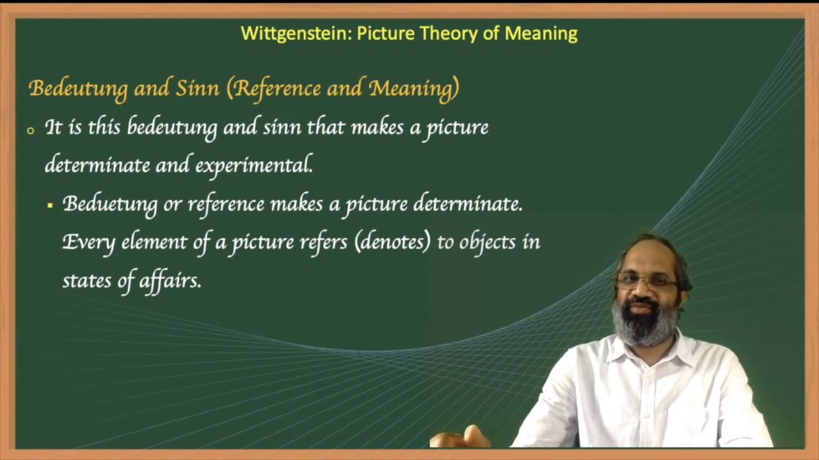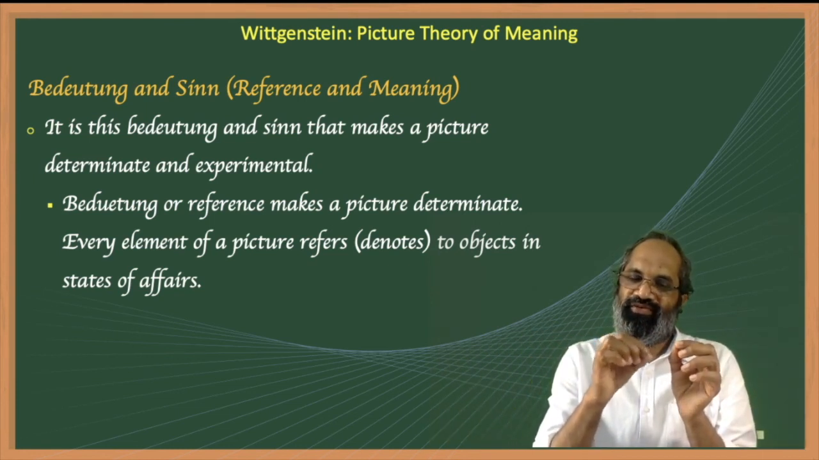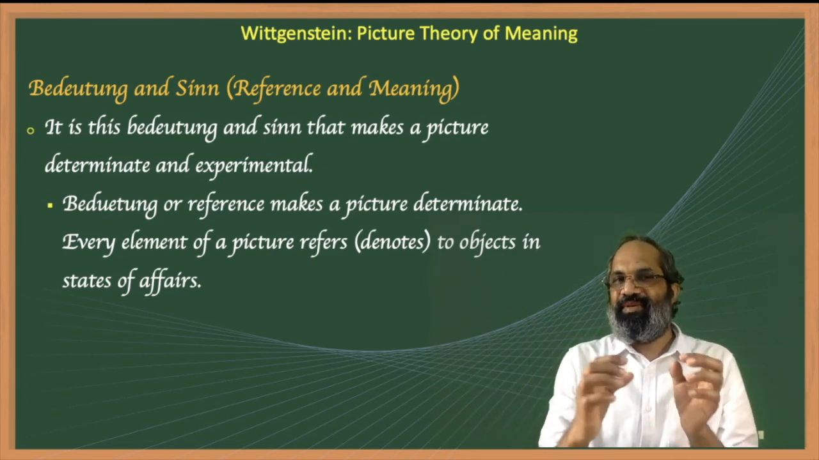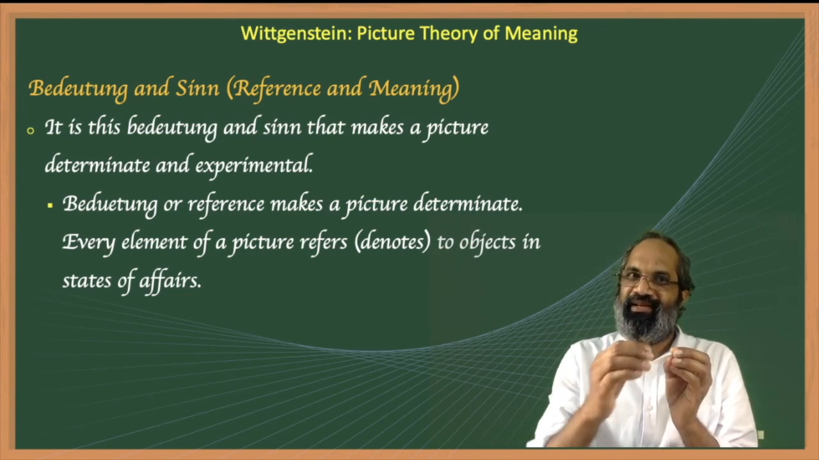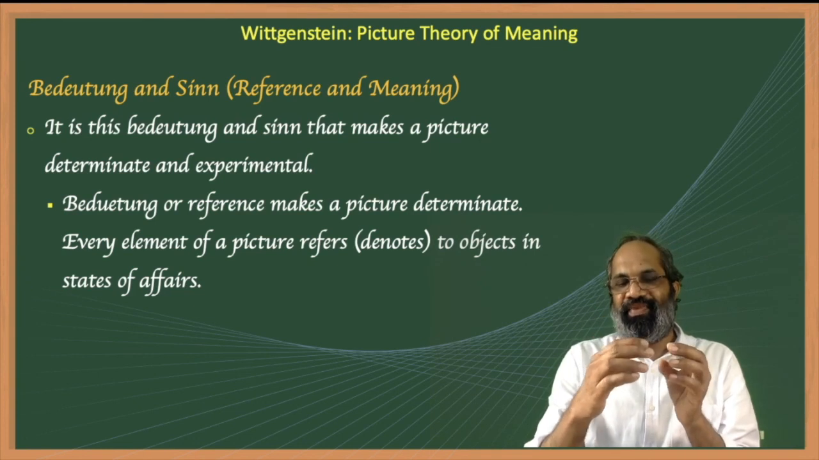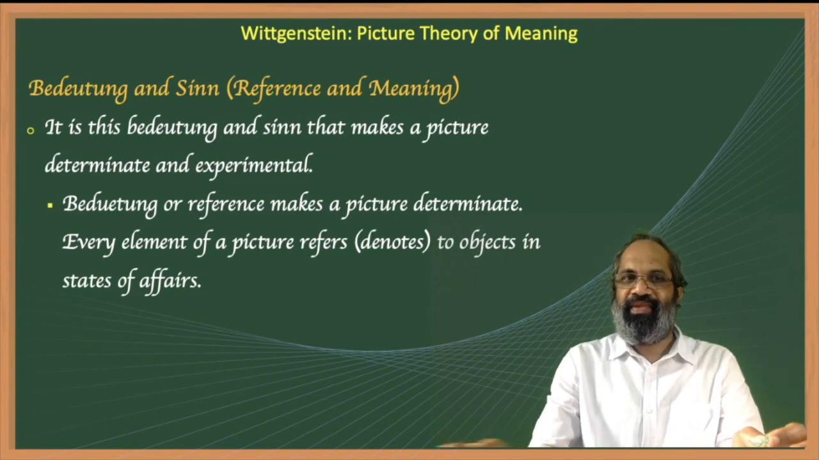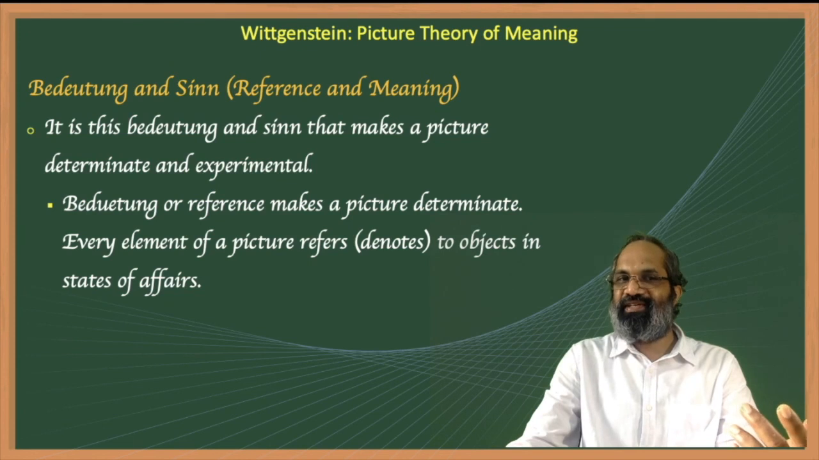We have seen two features of a picture, that is, it is determinate as well as it is experimental. It is determinate in the sense that each and every element of the picture corresponds to one reality. Hence, experimental, that different combinations are possible in order for a picture to have meaning. And this meaning, if it refers to the reality, then the picture is a true picture of reality. And Bedeutung or reference makes a picture determinate. Every element of a picture refers to or denotes objects in a state of affairs. That's already I explained.